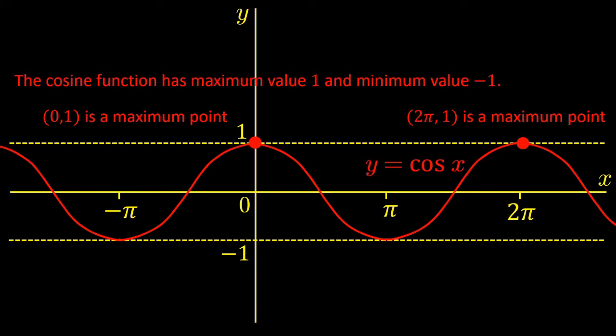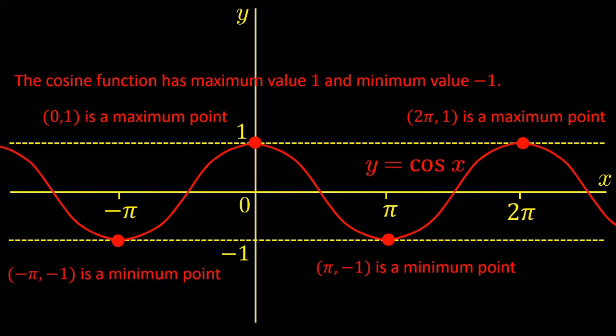Notice we talk about the point (0, 1) or the point (2 pi, 1) as being maximum points, but 1 is the maximum value of the function. Sometimes we just say 0 and 2 pi are points where the function has its maximum value. Similarly, the cosine function has its minimum value of minus 1 at pi, also at minus pi, and at infinitely many other points as well.